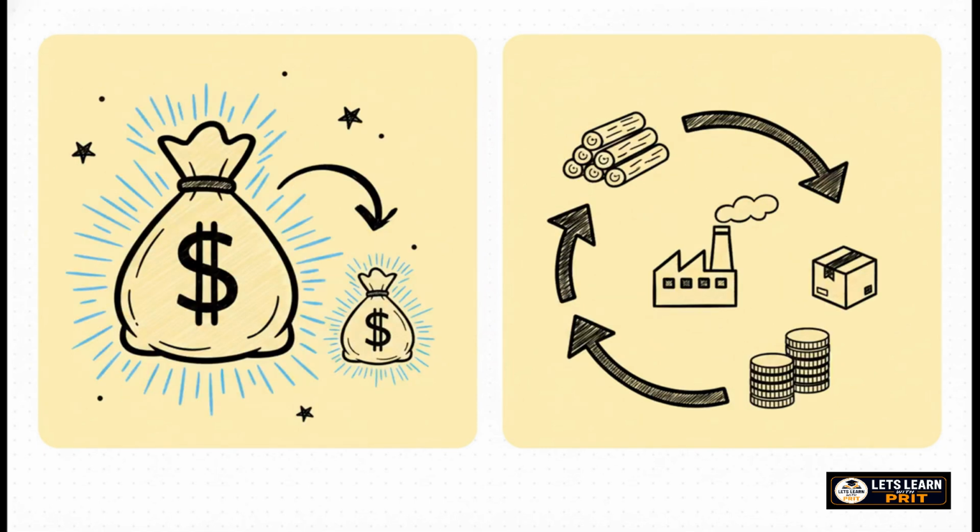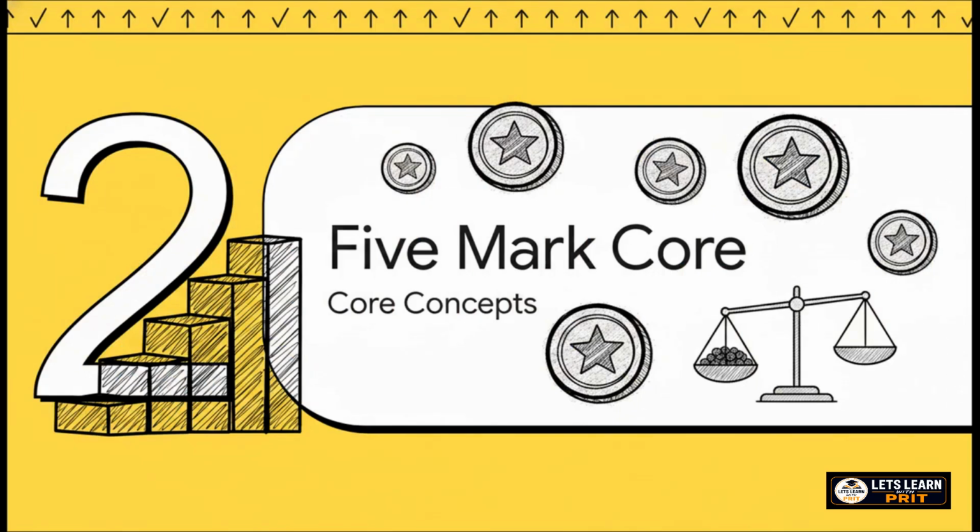Simple as that. Next up, discounted cash flow. This is just the idea that $100 today is worth more than $100 next year because of its earning potential in the meantime. And the operating cycle? Well, that's just a timeline. It's the time it takes to buy raw materials, turn them into finished goods, sell them, and finally get the cash in hand. In the exam, all you gotta do is write one clear sentence defining it and give a super quick one-line example. Boom, 2 marks secured. Easy, right? Moving right along to Section 2, 5-mark core concepts.